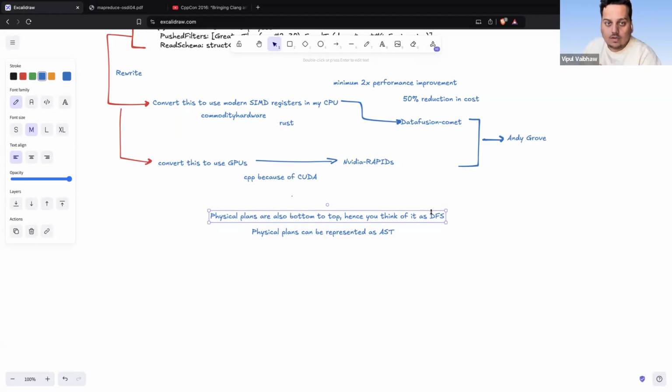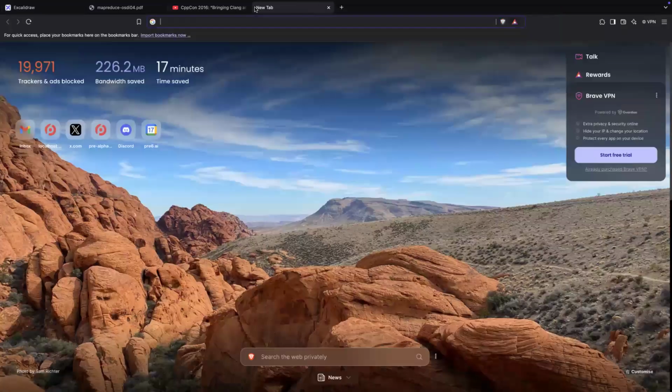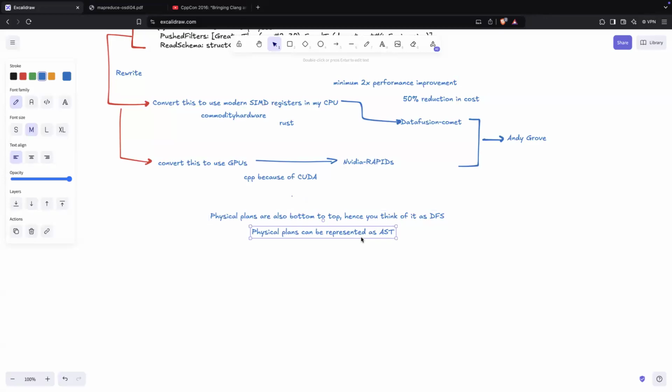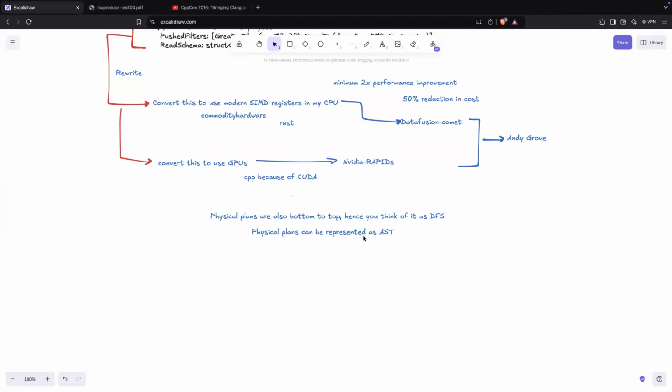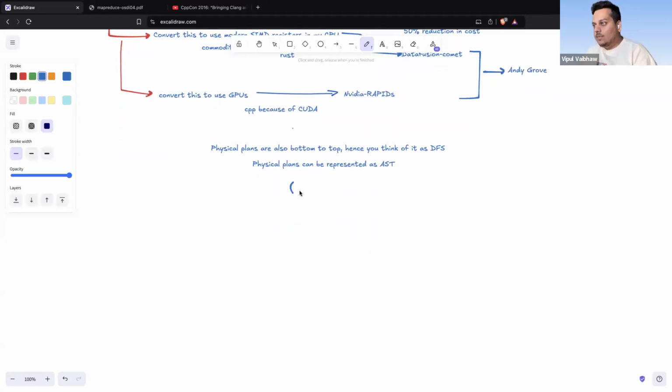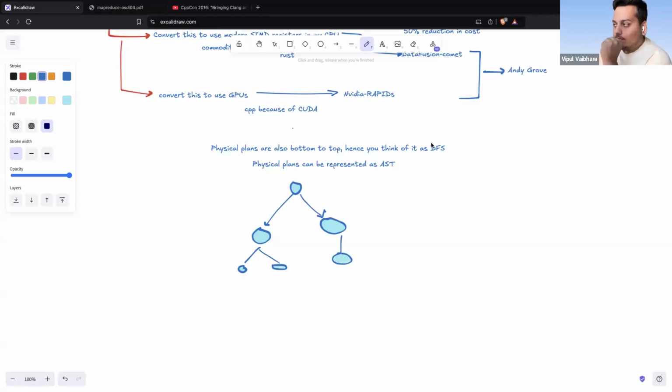Fast to use SIMD registers. Is it SIMD register? What is it? No, I typed it wrong. Oh. They are ASTs, right? Because they have to map to the CPU. So you need to represent it with an AST. Correct. So for now, we'll assume that the physical plan looks something like this. Okay. So this is your physical plan.